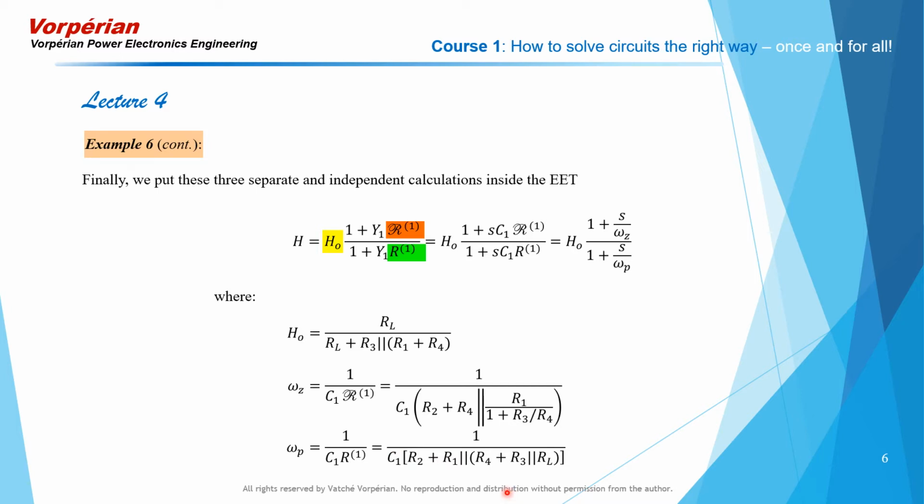This is how you analyze a reactive circuit, simply by analyzing purely resistive circuits. 3 independent, small resistive circuits, rather very easy to analyze, and you get your full-blown transfer function in a very meaningful form here.